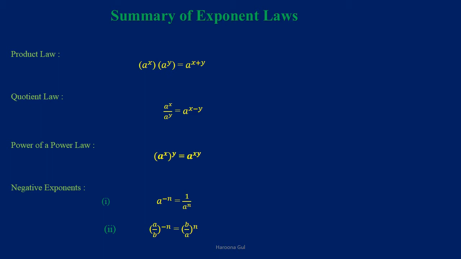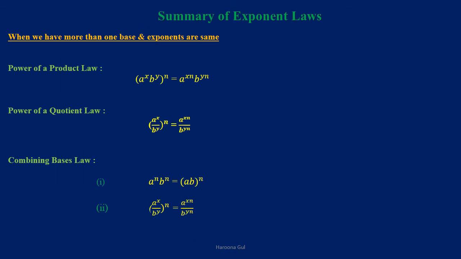Now, the negative exponent: a raised to the power minus n is equal to 1 over a raised to the power n, and a over b the whole raised to the power minus n is equal to b over a the whole raised to the power n. If we have more than one base and the exponents are the same, we can apply the power of a product law, the power of a quotient law, or the combining bases law.